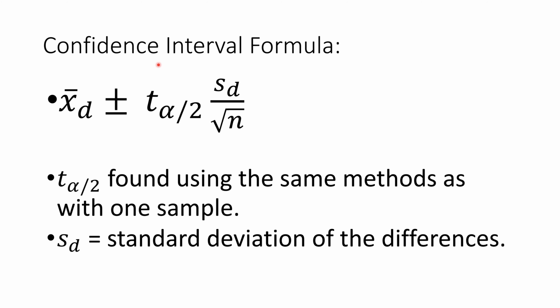Here is the formula for confidence interval calculation: X bar D plus or minus the t-critical value found by using Table B from the textbook, times the SD, which is the standard deviation of the differences, divided by the square root of the sample size.